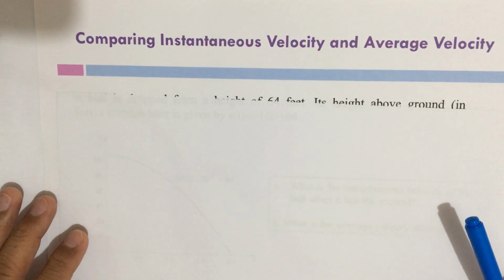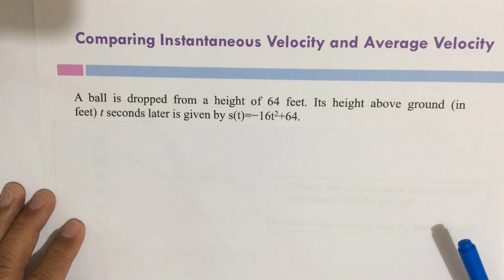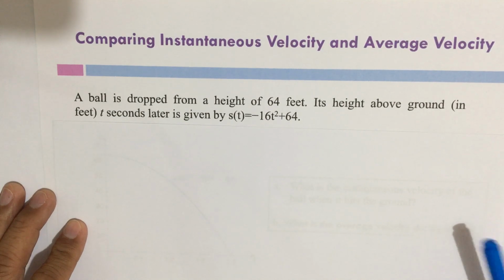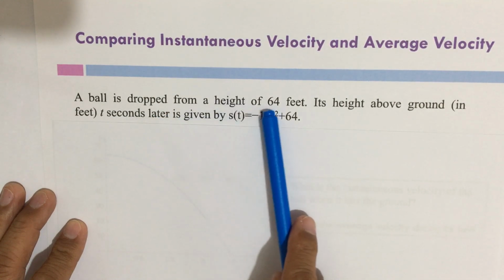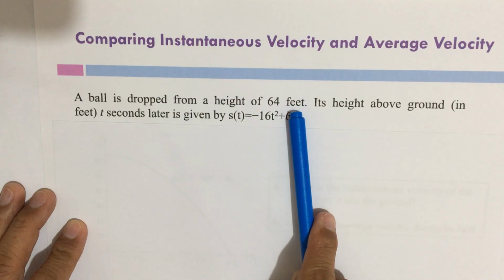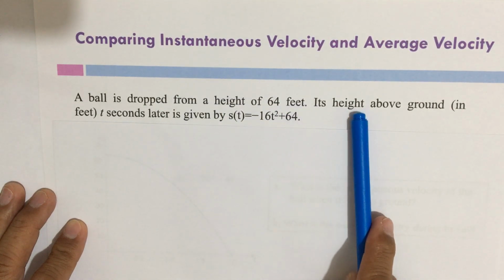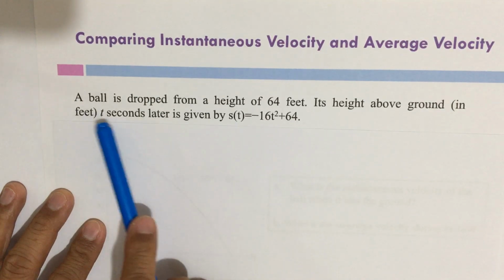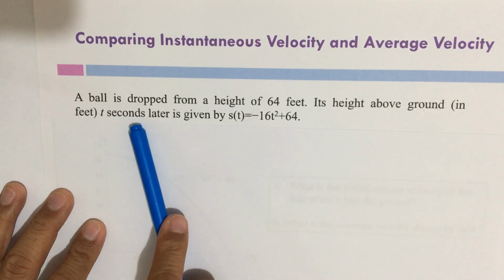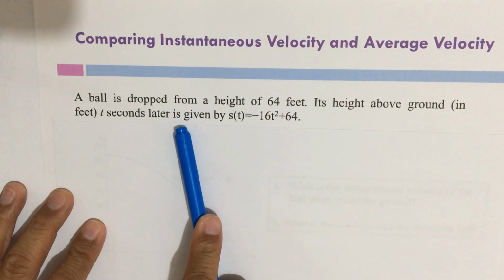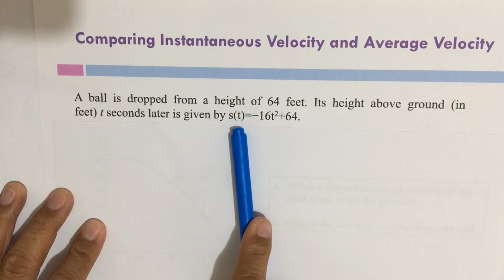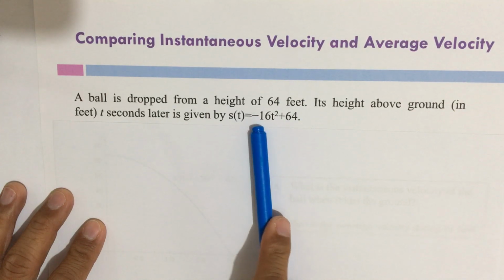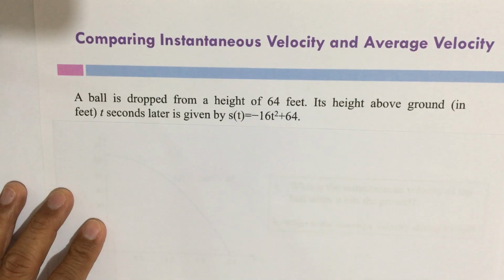Alright, so we have here an example. A ball is dropped from a height of 64 feet. Its height above the ground in feet, t seconds later, is given by s of t equals negative 16t squared plus 64. Okay, so this is our problem.